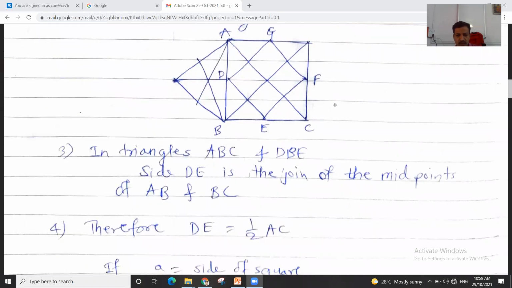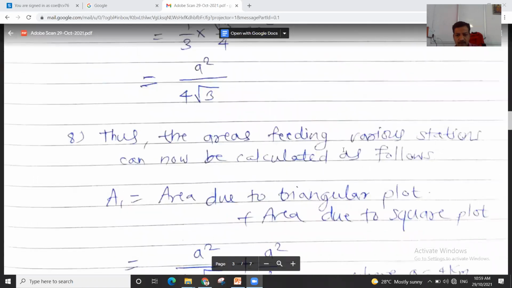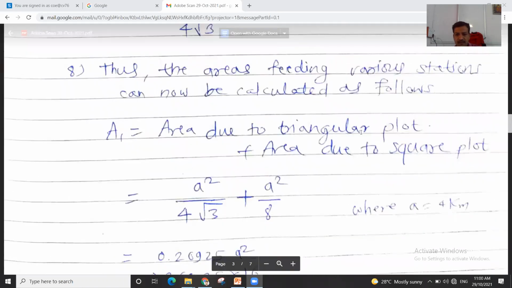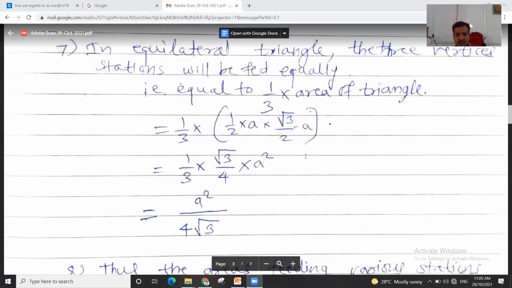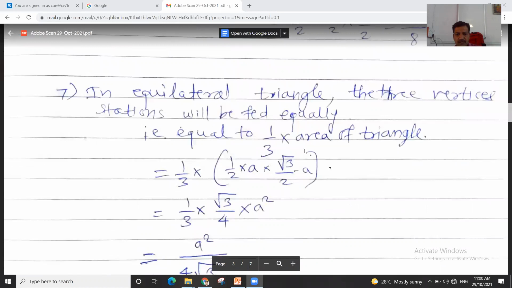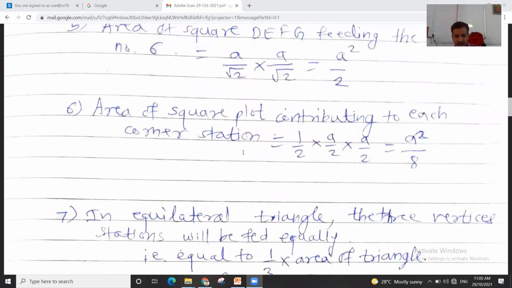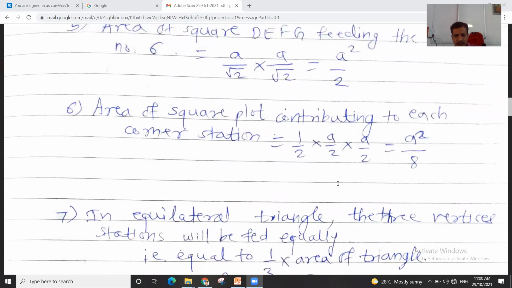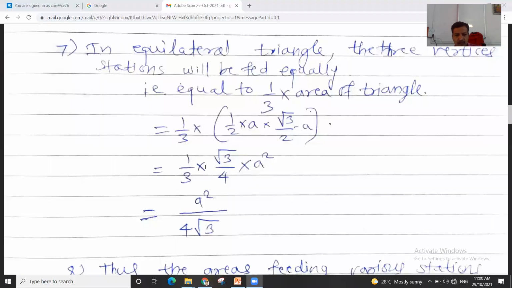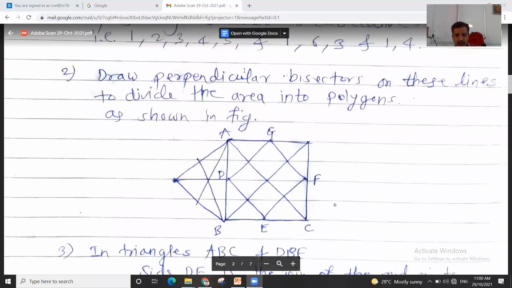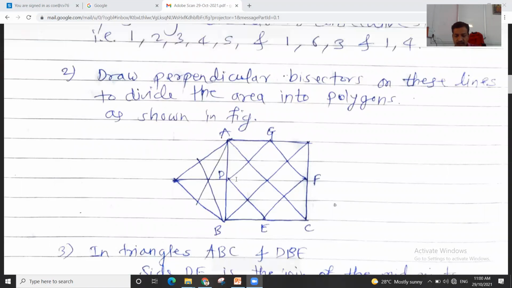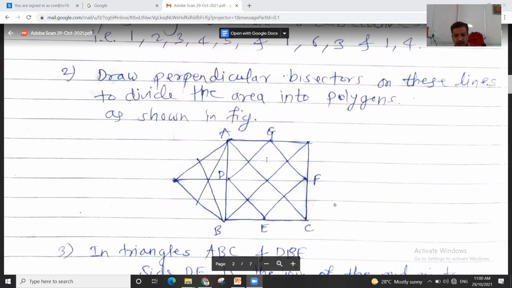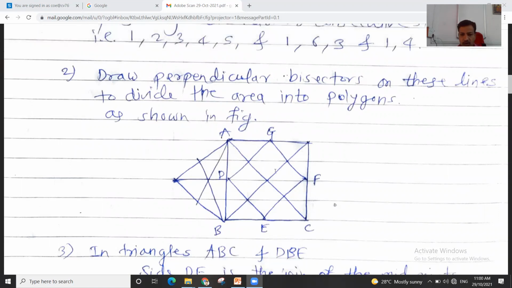So the area contributing to each corner, that is the area of the square plot contributing to each corner, that we have calculated a square by 8. 1 by 2 into a by 2 into a by 2. Okay. So you have to divide this area into various parts. A1, A2, A1 is the area of the square plot and triangular plot. Okay.